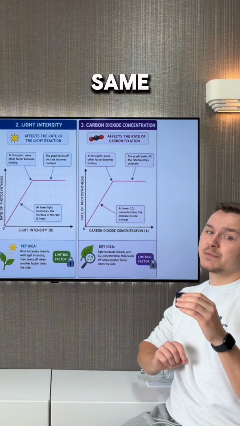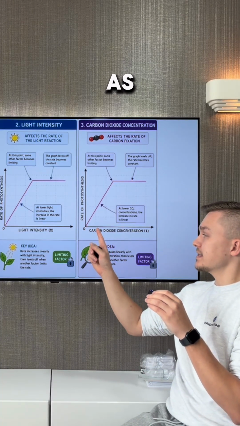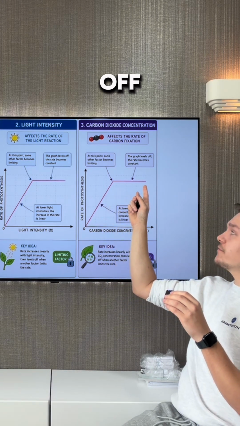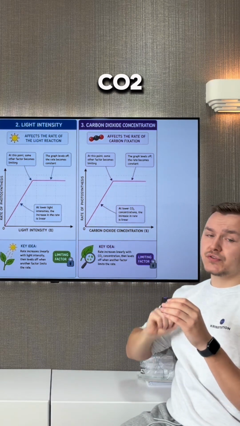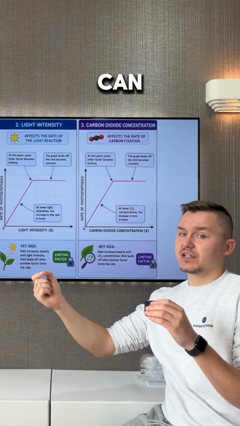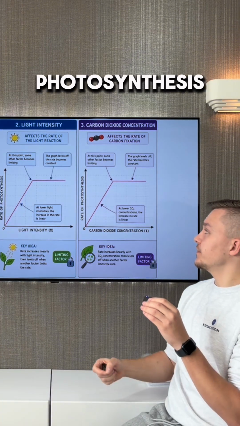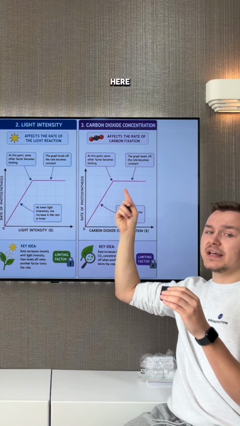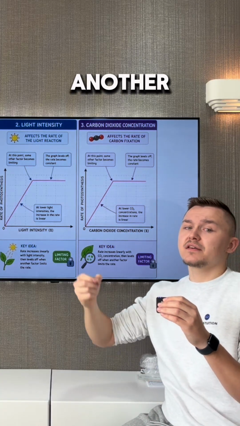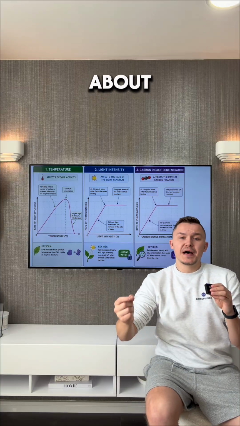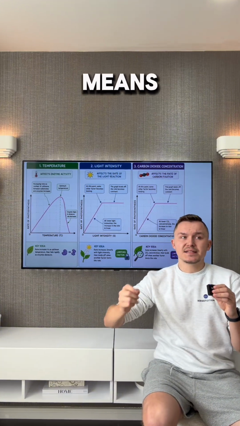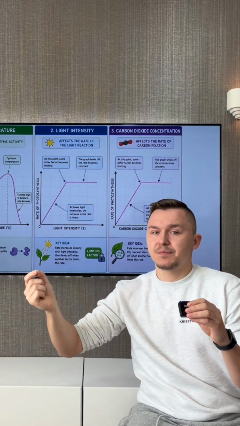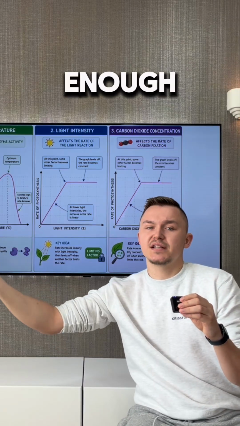And exactly the same with carbon dioxide concentration, as CO2 increases, so does the rate of photosynthesis, and then it drops off. Again, because the more CO2 there is, the more photosynthesis can occur because it's one of the reactants of photosynthesis. But as it reaches this plateau over here, this is because there's another factor limiting. And when we talk about another factor being limiting, it means another piece of the puzzle which is required for photosynthesis to take place is lacking. There's not enough of it.